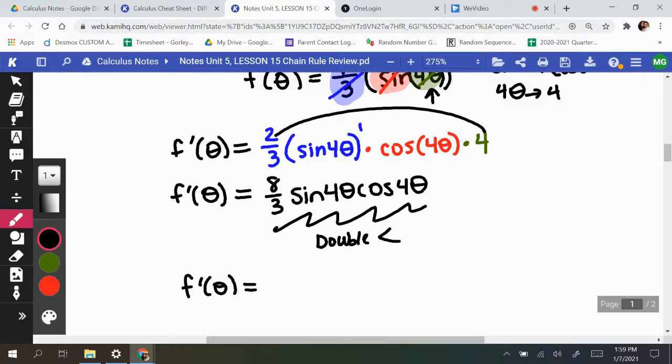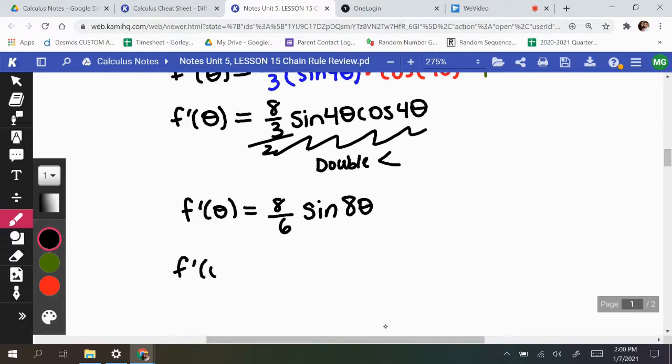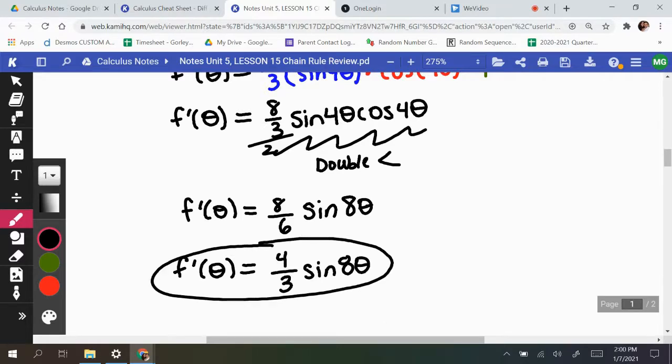I'm going to take half the leading coefficient. So if I divide this by 2, we'd end up getting 8/6, which we can reduce in a second. We write the word sine, and then I double the angle. So if I double 4 theta, it's going to give us 8 theta. So really for my final answer here, see 8 and 6 are both divisible by 2. So I'll get 4/3 sine of 8 theta. That looks good.